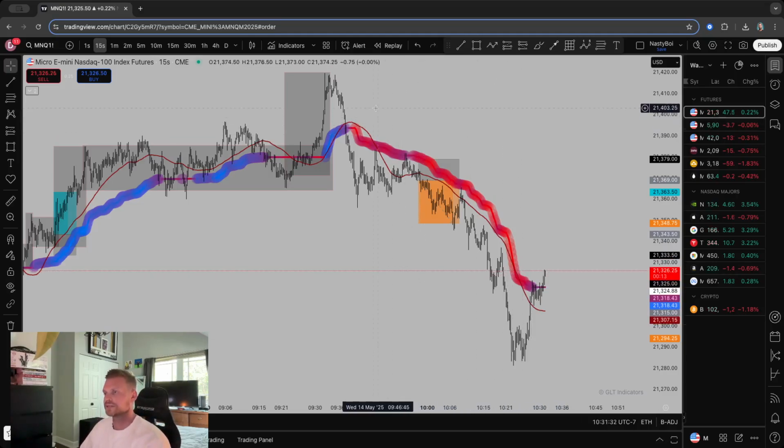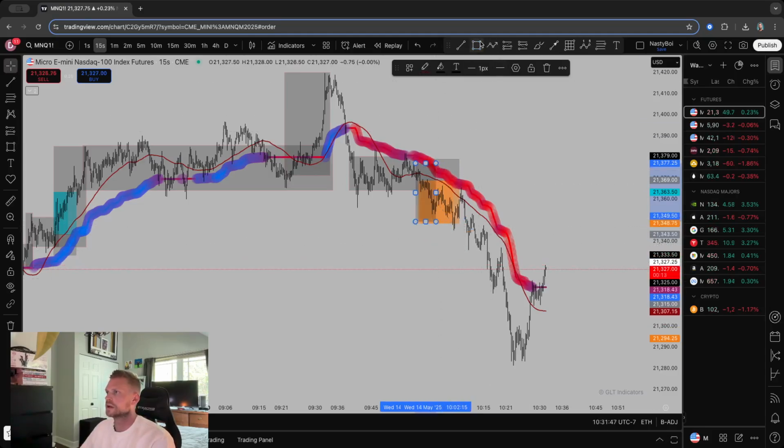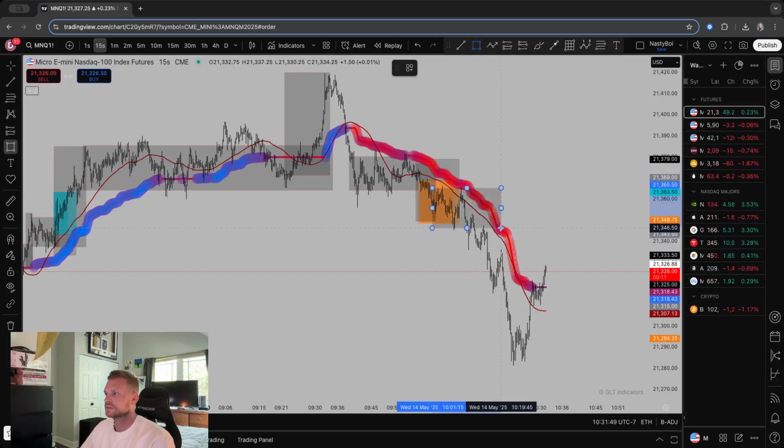We get a nice rejection. We are now below our EMAs. We're glowing red. Stage 1. I assume, okay, stage 2 coming up. And actually, yeah, let's call this a stage 2 here. Stage 1. And then stage 2.